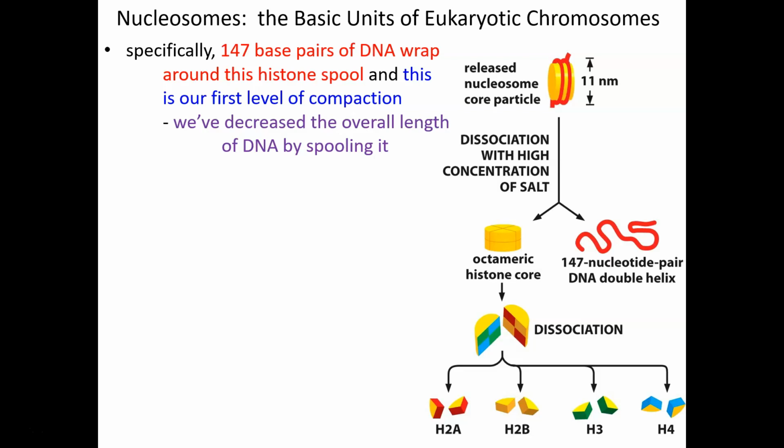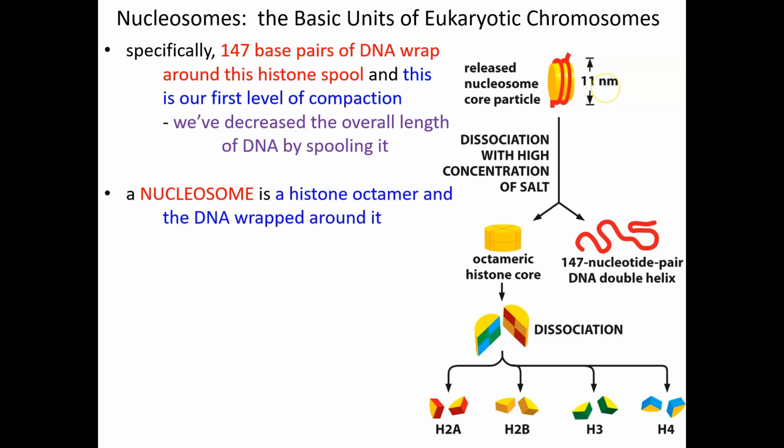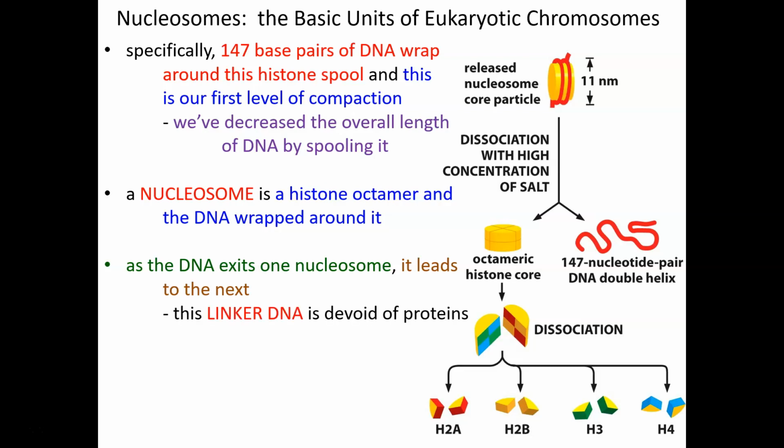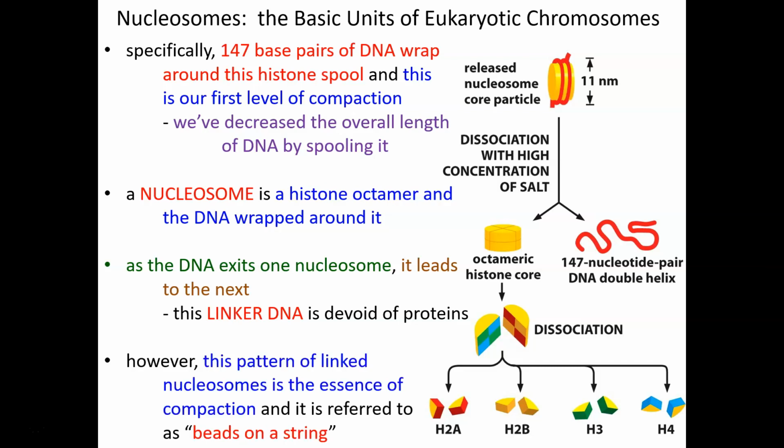So that nucleosome, the 8 histone proteins and the DNA wrapped around it, is the smallest fundamental building block of DNA compaction of chromosomes. And we define that as a nucleosome again. Now, as the DNA exits one nucleosome, it leads to the next. And the DNA that links one nucleosome to another is naked DNA, meaning it has no proteins on it. And we call that linker DNA because it links nucleosomes together. This pattern of linked nucleosomes is basically what allows us to control DNA compaction. And the typical metaphor or analogy that's used in molecular biology to describe this is beads on a string.